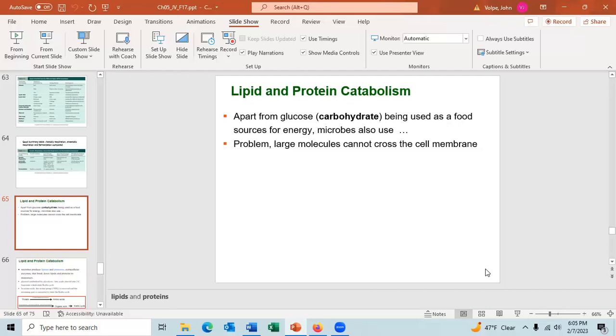So not only glucose is used, not only carbohydrates, and carbohydrates would be broken down into glucose, but all food sources may be used. There is a problem for the large molecules, like a large molecule of fat, or a large protein, or a large carbohydrate. And the problem is the cell that the peanut butter would like to move through will not allow the peanut butter to move through.